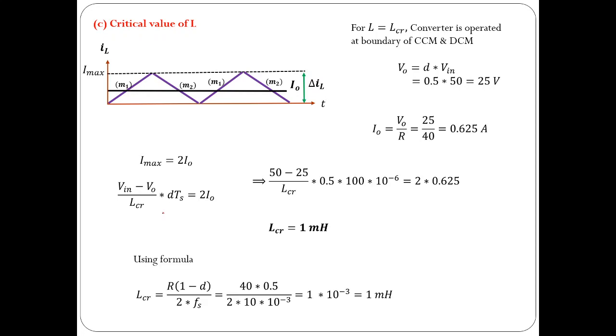The other way of solving problem, so directly you can use the formula. So that is R into 1 minus D by 2 into Fs. So R is 40, D is 0.5. Fs is equal to 10 kilohertz. I'm sorry, there is a small correction. You have to substitute 10 power 3, so it is 10 kilo, that is plus 3. Make this correction. You will get that value equal to 1 millihenry.